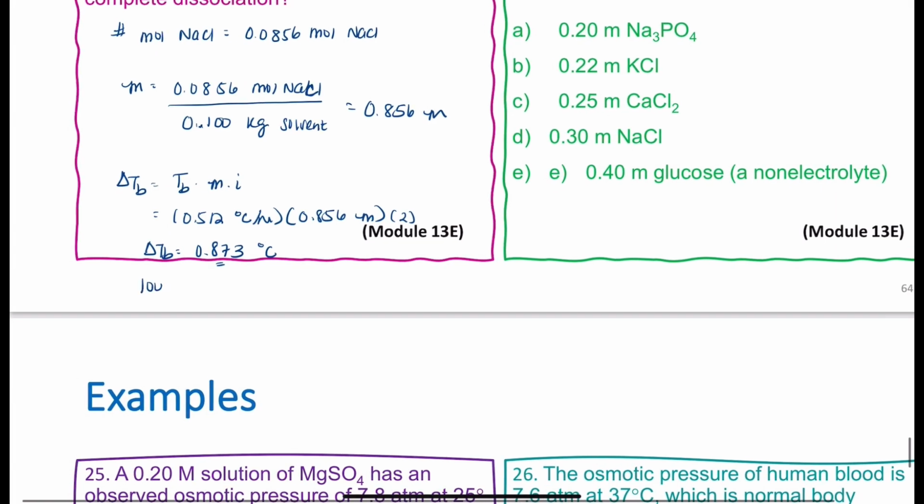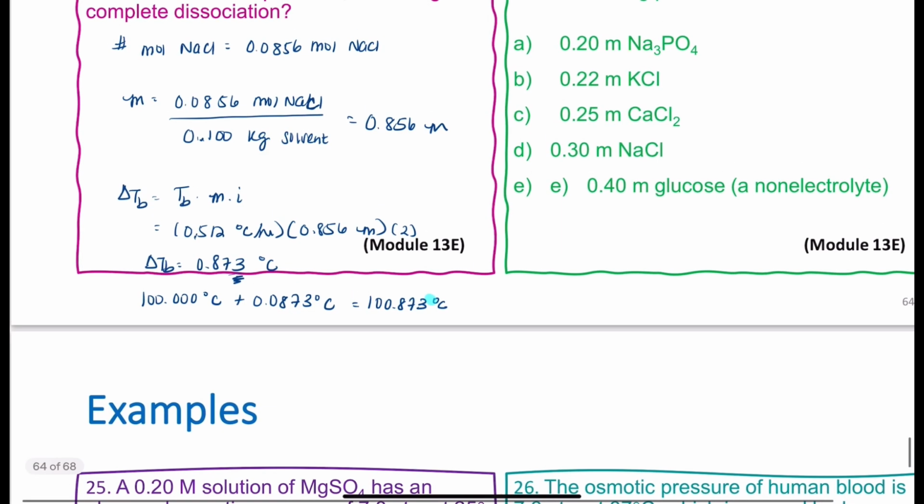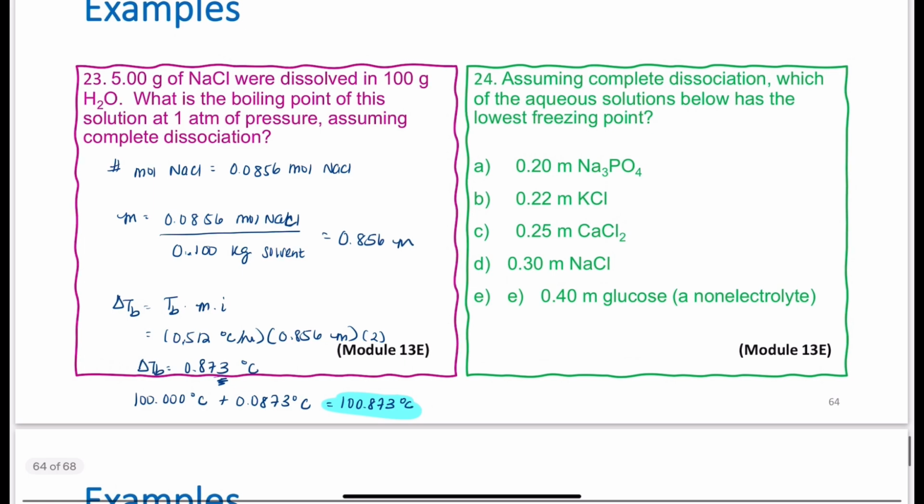That is not my true boiling point. I know this boils at 100 degrees Celsius. Because I wrote 0.512 here, this actually has 3 sig figs. If you're looking at my notes, I wrote 0.51, which leaves me with 2 sig figs. Adding 0.873 degrees C gives me 100.873 degrees C. So by adding 5 grams of sodium chloride to 100 grams of water, the boiling point has not gone up very much. It's gone up less than a degree. It's gone up 0.87 degrees.